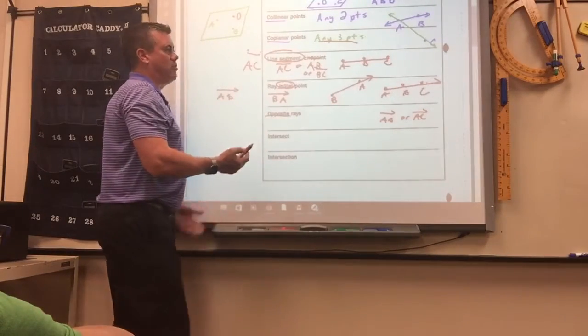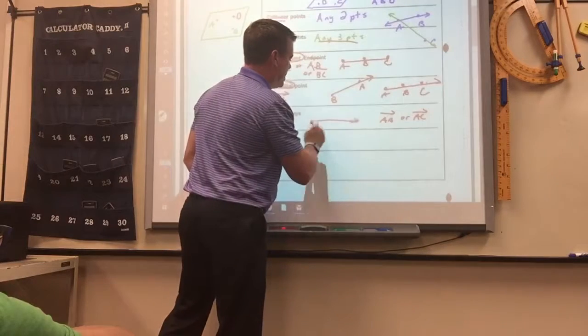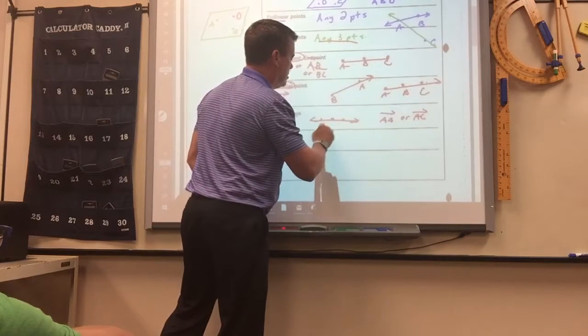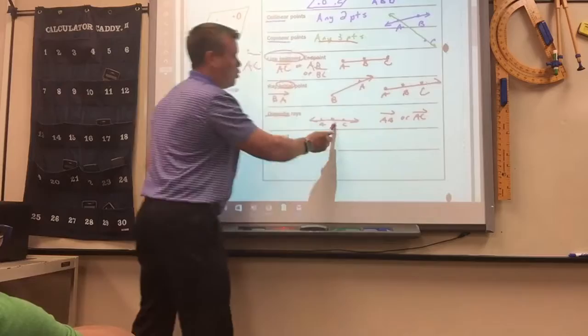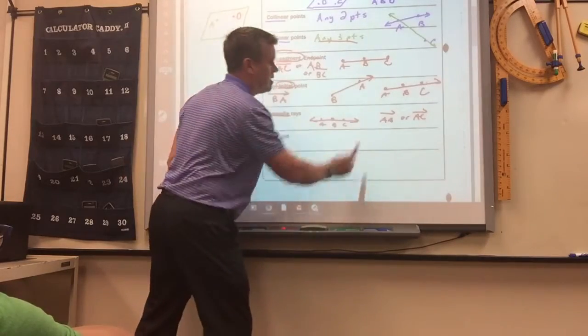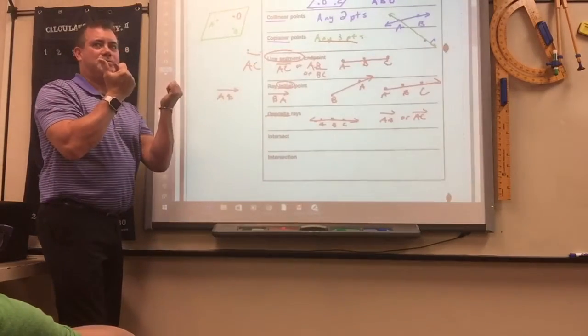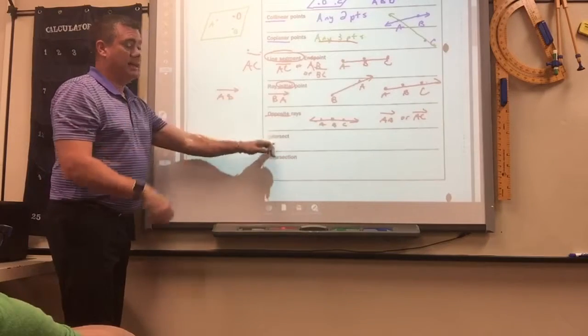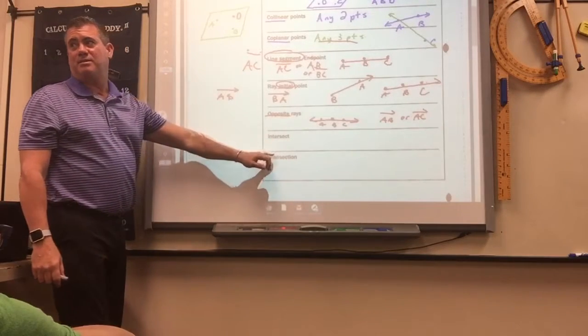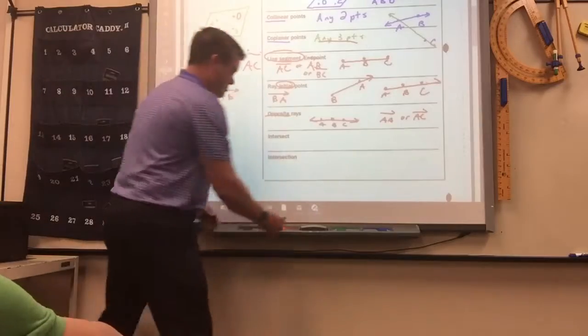Opposite rays are kind of what you would just guess they are. They go the opposite direction. Ray BA and ray BC are opposite. They go exactly opposite. You guys, I hope, know what it means to intersect? Okay.